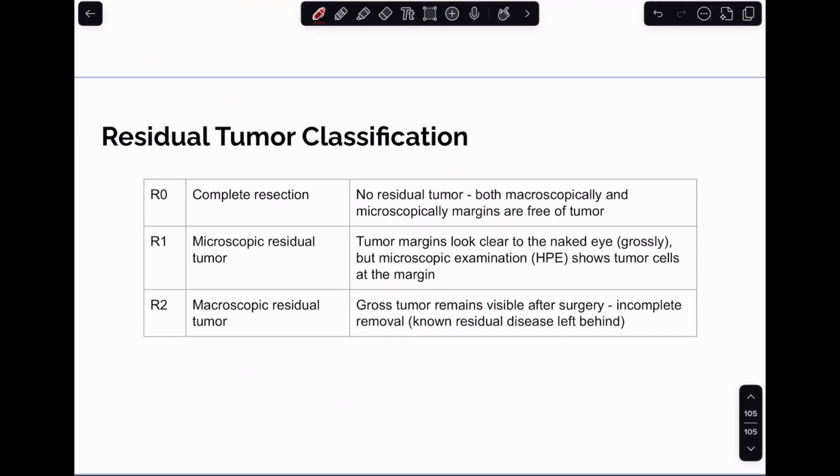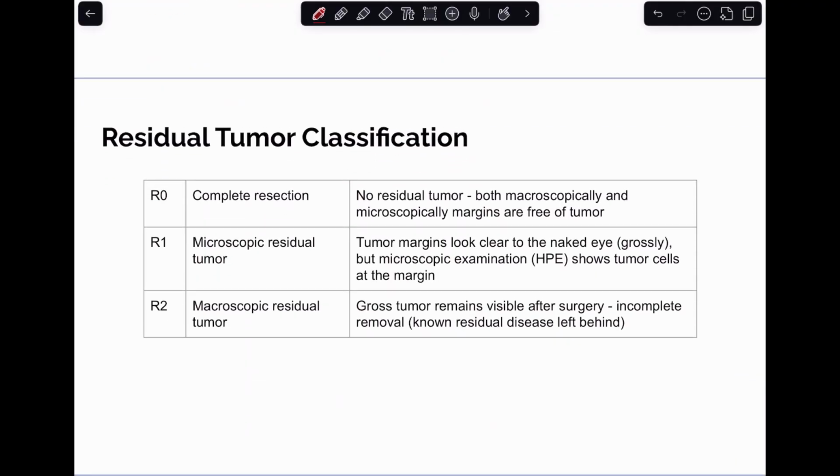Last question for the day is, what is residual tumor classification? You'll hear terms like we should attain R0 resection. What does that mean? The residual tumor classification has 3 grades: R0, R1, and R2. R0 is when we have done complete resection, which means there is no residual primary tumor at all, both grossly as well as microscopically. The margins are free of tumor.